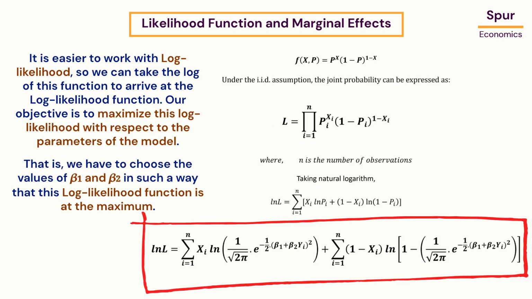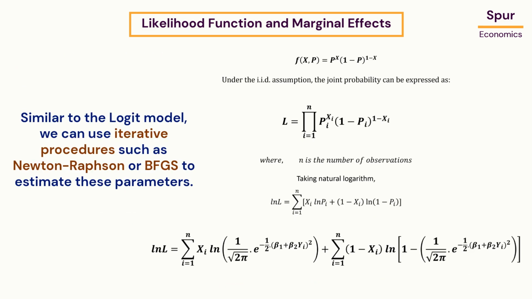It is easier to work with log likelihood, so we can take the log of this function to arrive at the log likelihood function. Our objective is to maximize this log likelihood with respect to the parameters of the model. That is, we have to choose the values of beta 1 and beta 2 in such a way that this log likelihood function is at the maximum. Similar to the logit model, we can use iterative procedures such as Newton-Raphson or BFGS to estimate these parameters.